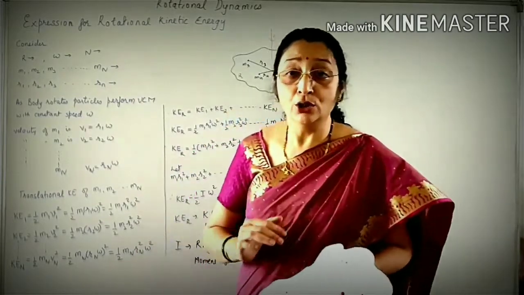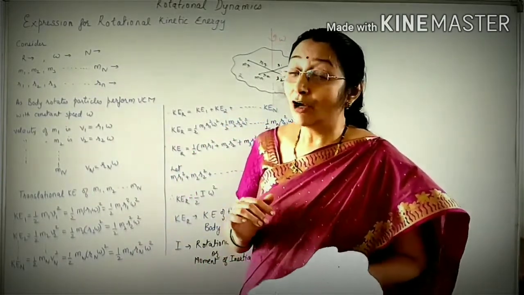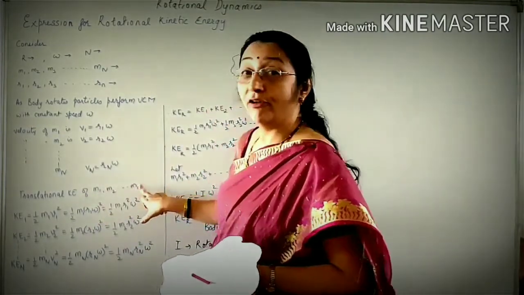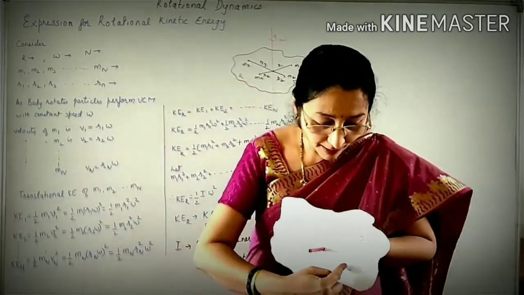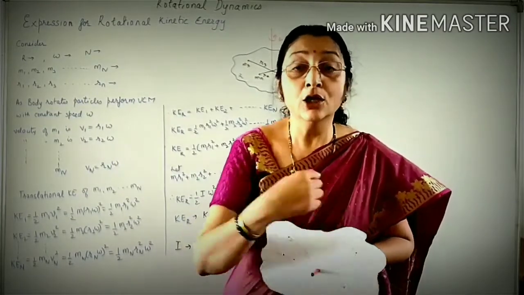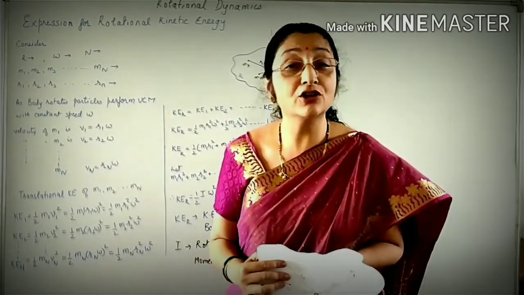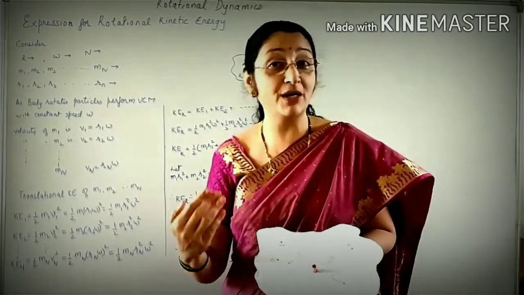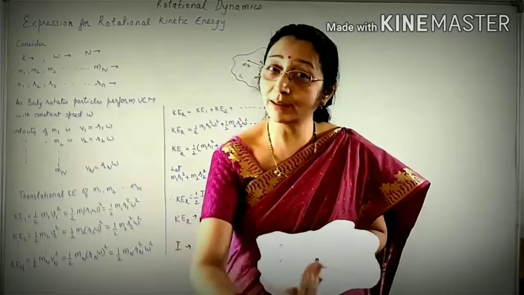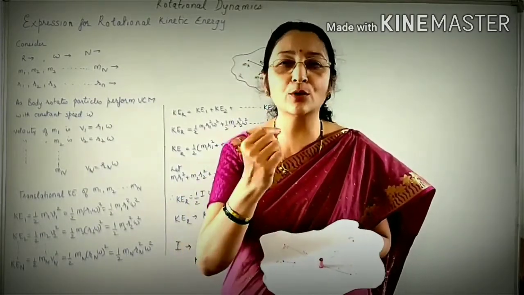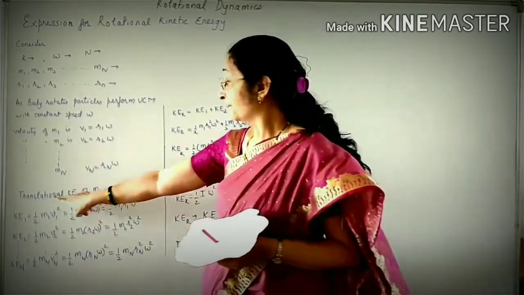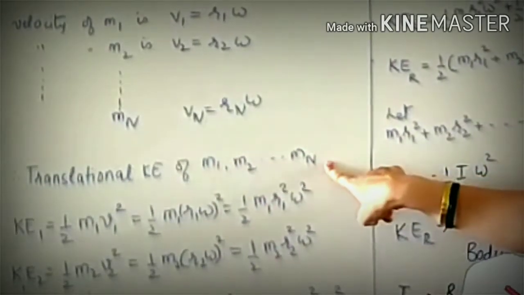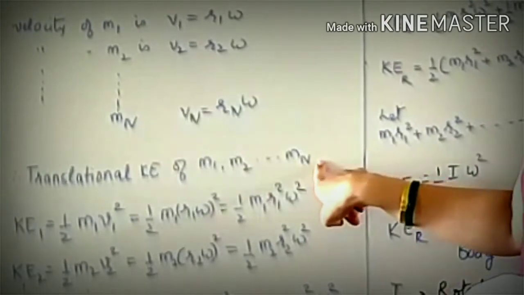Now I want to find the translational kinetic energy of each particle. Each particle is rotating, right? So what is the kinetic energy of the translational motion? It is a circular motion. Circular motion is a special case of linear motion. So for that particular very small instant, the particle is moving in a straight line. So the translational kinetic energy of m1, m2 up to mn, we are going to calculate now.